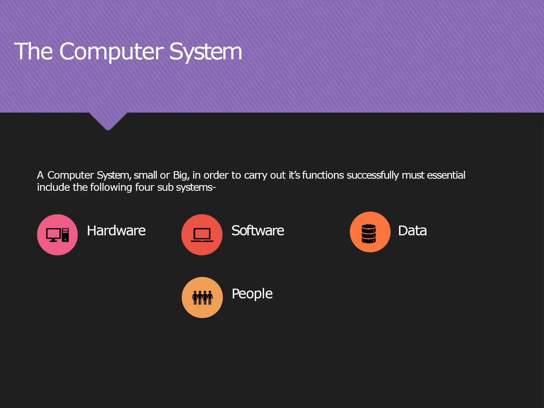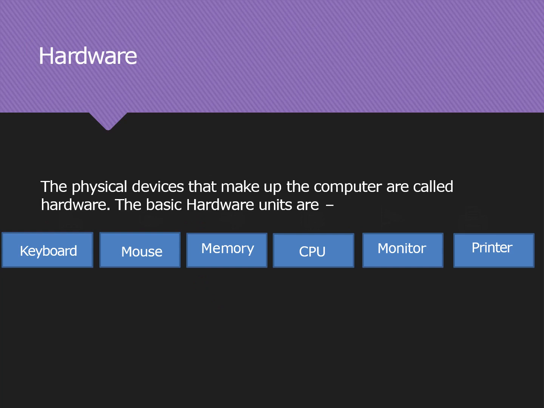A computer system can be a small or a big system, but it includes the following four subsystems: first, hardware; second, software; then data and people. Hardware: the physical devices that make up the computer are called hardware. The basic hardware units are keyboard, mouse, memory, CPU, monitor, and printer.